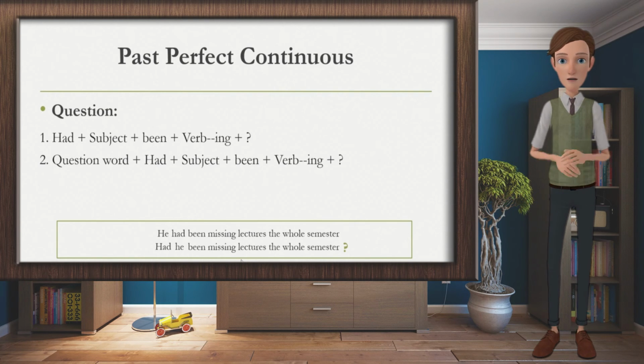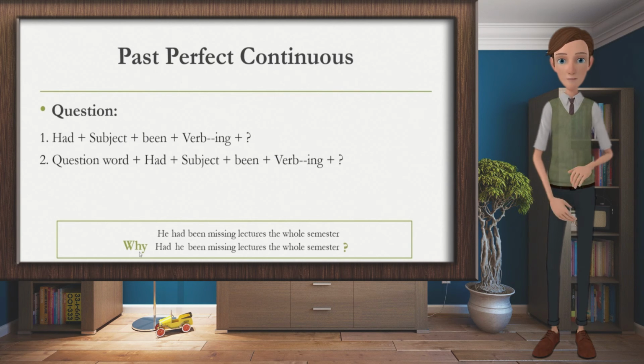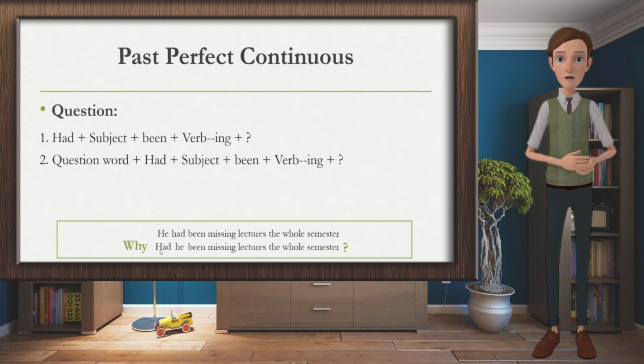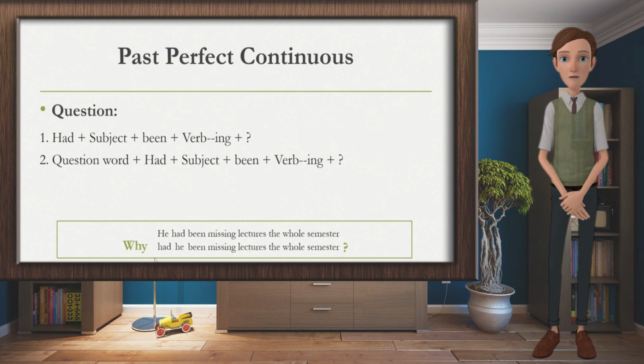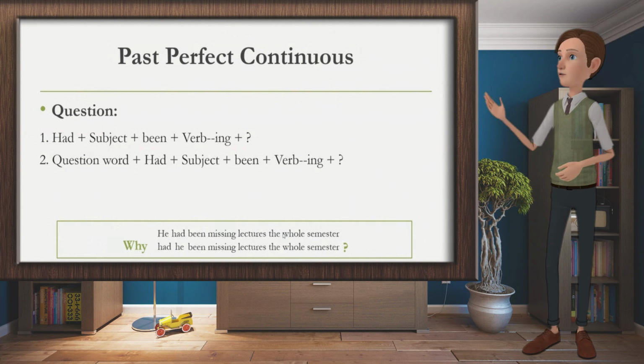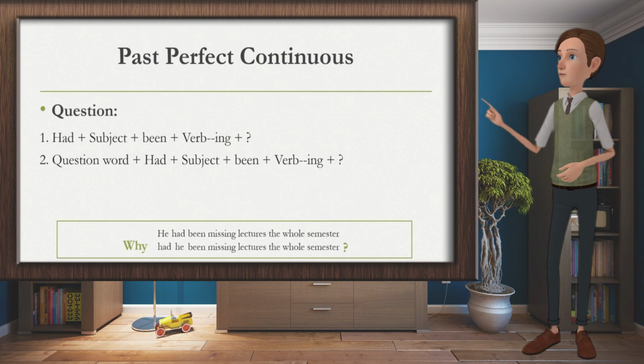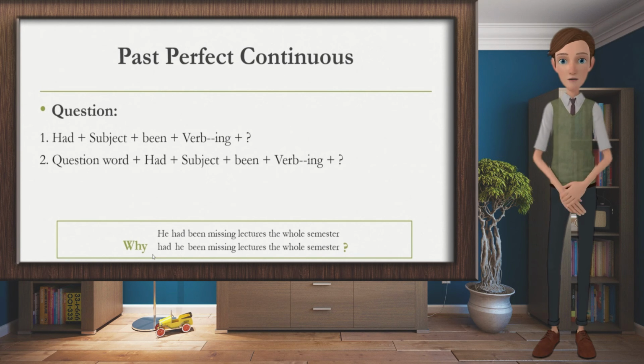If we want to add a question word, we simply add it at the beginning of the sentence. We make the H small again and the question is ready. He had been missing lectures the whole semester. Had he been missing lectures the whole semester? Why had he been missing lectures the whole semester?